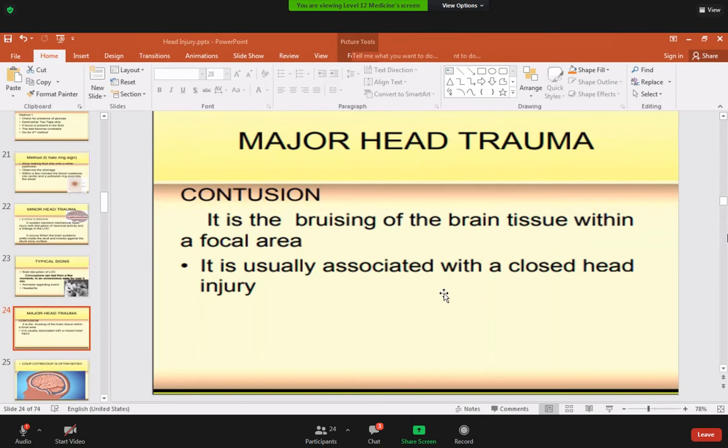Just like contusions on the skin, the same thing is in the brain. It is a localized area of bruising, and it is in closed head injury. The skull is not fractured, only the internal brain is damaged because of a direct impact.